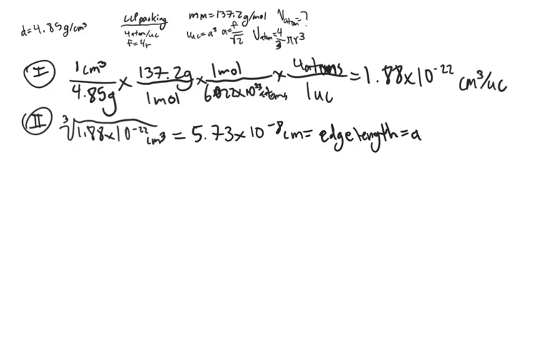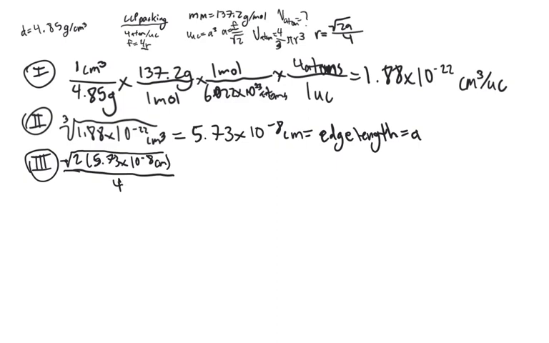So we know A equals 4R over square root of 2 because F equals 4R and A equals F over square root of 2. So if you plug in 4R for F, then you get that. And we know R equals the square root of 2 times A divided by 4. So we have the square root of 2 times A, which is 5.73 times 10 to the negative 8th, which we found in the last step.